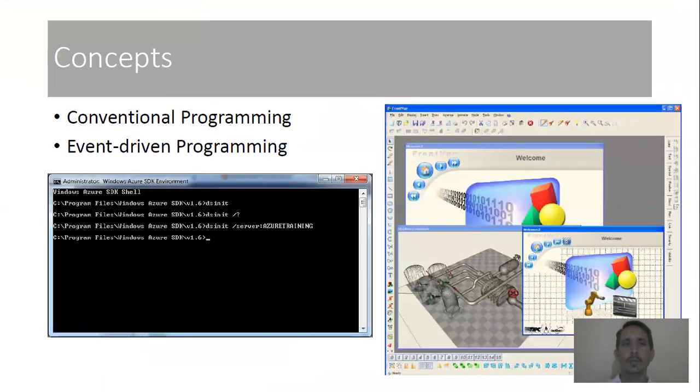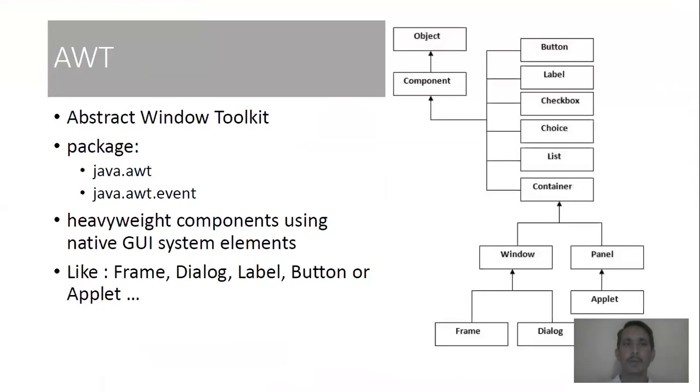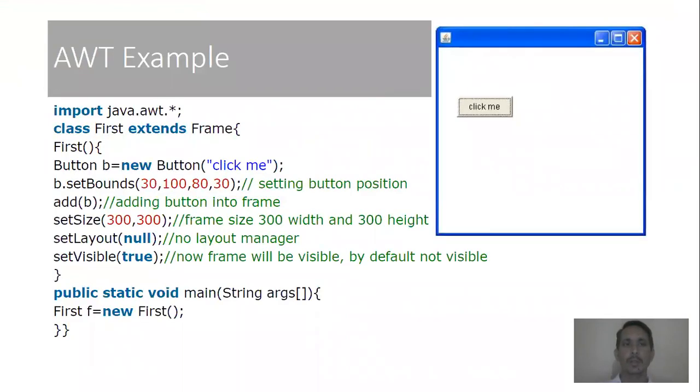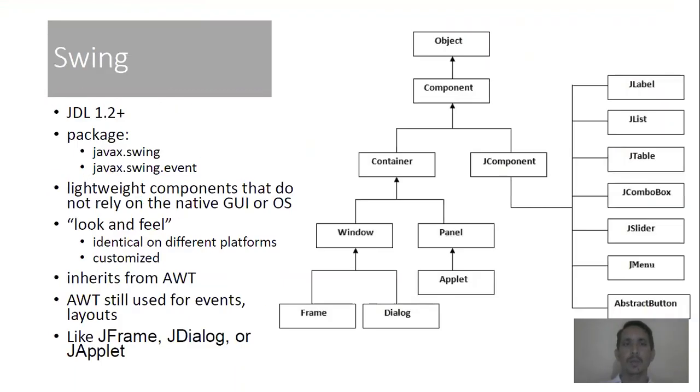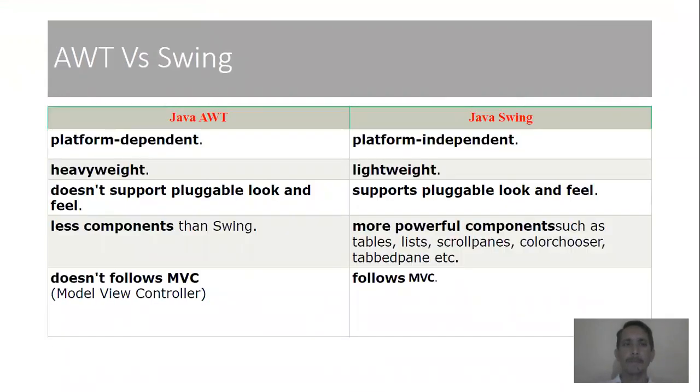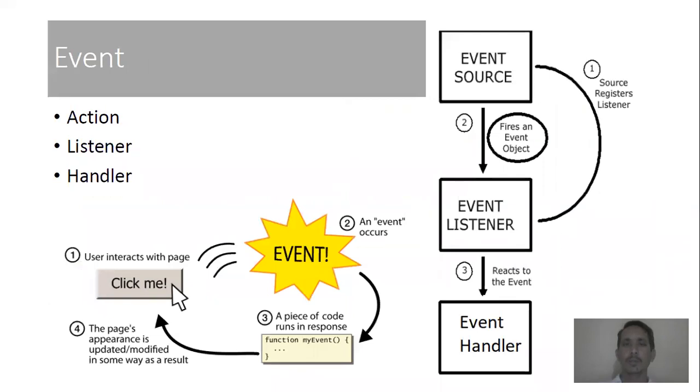Last time we discussed conventional programming and event-driven programming, the AWT event package, right? How to create JButtons, and the Swing package for the new controls. The difference between the AWT controls and Swing controls.